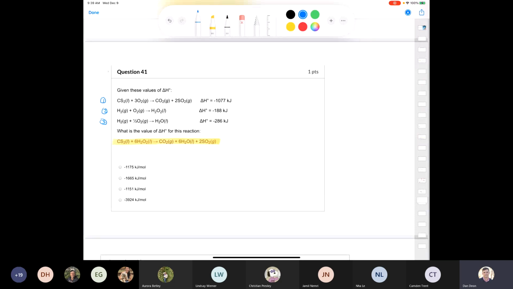So I'm not going to change that one bit. So let's just put equation 1. Let's rewrite it. So it's carbon disulfide in the liquid phase plus 3 moles of oxygen produces carbon dioxide and 2 moles of sulfur dioxide. And we'll put delta H here at the top. And what's the delta H? It's negative 1077 units of kilojoules per mole. Okay, so that's the first one.